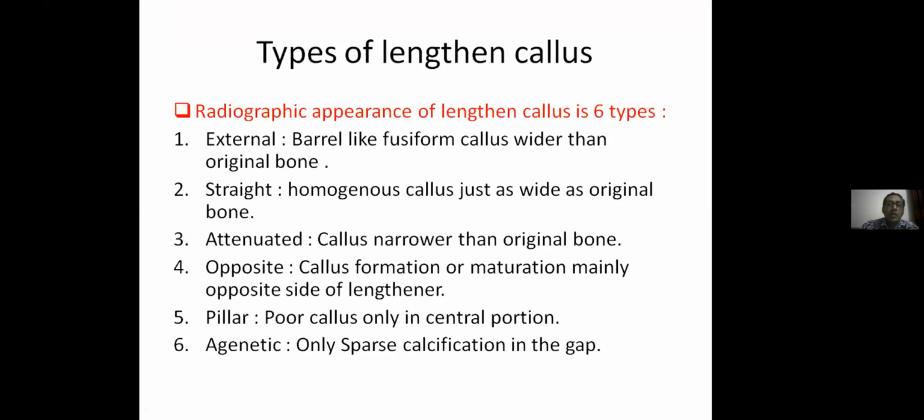Now, what are the types of lengthening callus? Radiographically, the appearance of the lengthening callus has 6 types. Number 1, the external: barrel-like fusiform callus, wider than the original bone. Number 2, straight, homogeneous callus just as wide as the original bone. Number 3, attenuated callus, where the callus is narrower than the original bone. Number 4, opposite callus formation or maturation, mainly on the opposite side of the lengthener. Number 5, the pillar callus. Number 6, here, poor callus only in the central portion, and agenetic, only sparse calcification in the gap of the bone.